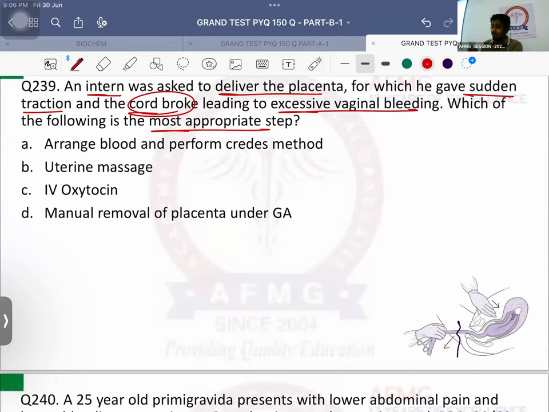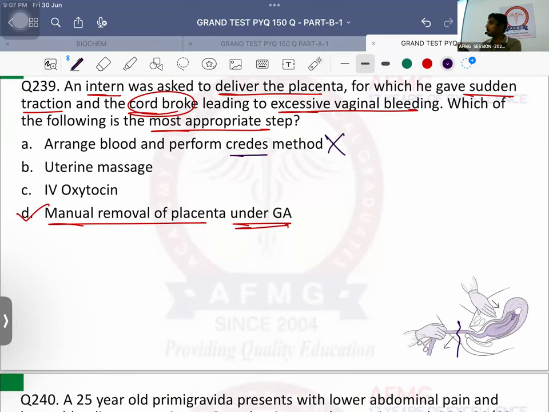We have to give general anesthesia to the patient. Bhai, direct mat kar dena. Patient will die of neurogenic shock, I'm telling you. Please remember, give general anesthesia to the patient. Then you insert your hand and then definitely remove the placenta manually. So manual removal of placenta has to be done. Important is, arrange blood and perform Credé's method. Credé's method is uterine massage. Okay, vigorous uterine massage, that is absolutely contraindicated.